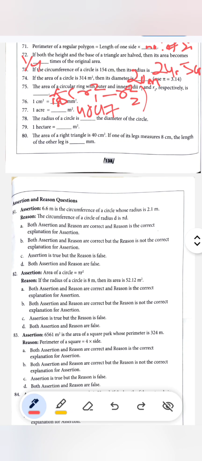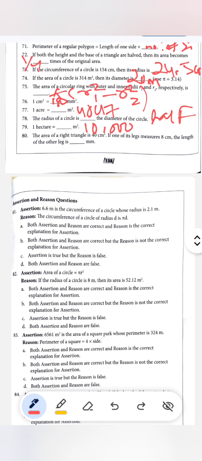The radius of a circle is dash the diameter of the circle, half of the diameter of the circle. 1 hectare is equal to dash meter square. 1 hectometer into 1 hectometer, that is 100 meter into 100 meter. It means how much? 10,000 meters square. Okay, now the next one, question number 80.